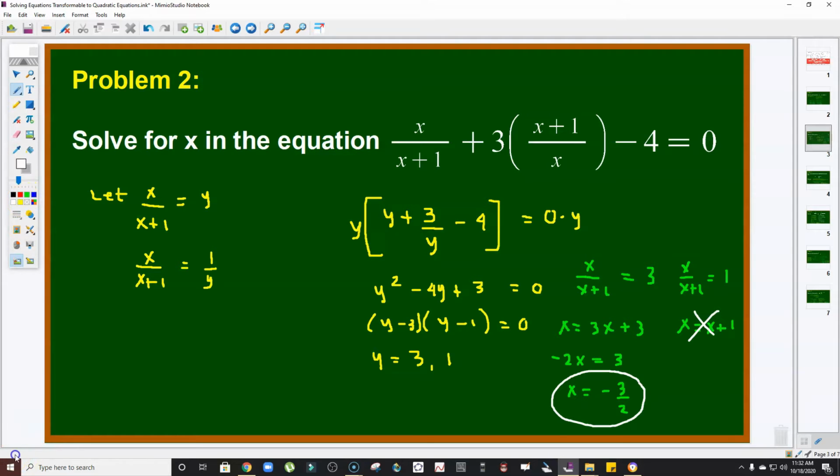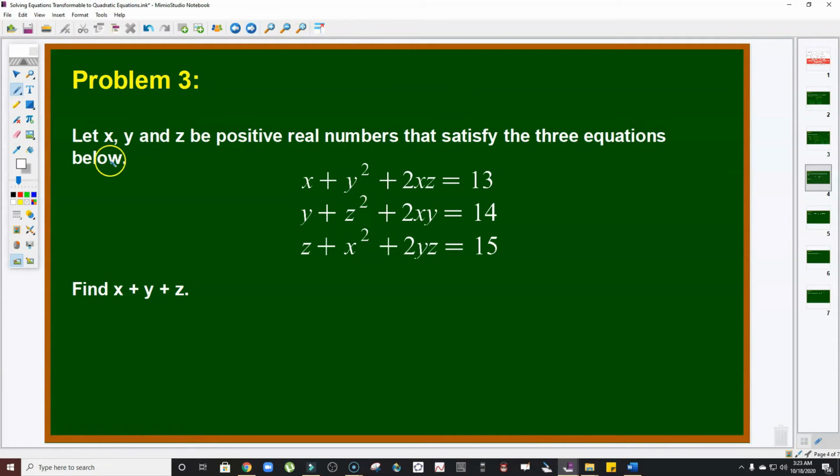Okay, next. Problem number 3. Let x, y, and z be positive real numbers that satisfy the three equations below. Find x plus y plus z. At first glance, it looks complicated, but hindi yan ganun kahirap. I'll tell you. What I'm going to do here is I'm going to add all of them.